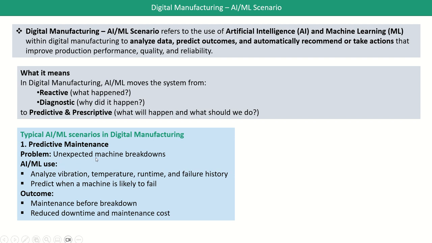Suppose there is an unexpected machine breakdown. This is a problem that happens mostly on the floor. But we can use our AI ML model to predict the machine breakdown, when it will break down. So before that, we can take some maintenance or corrective action.